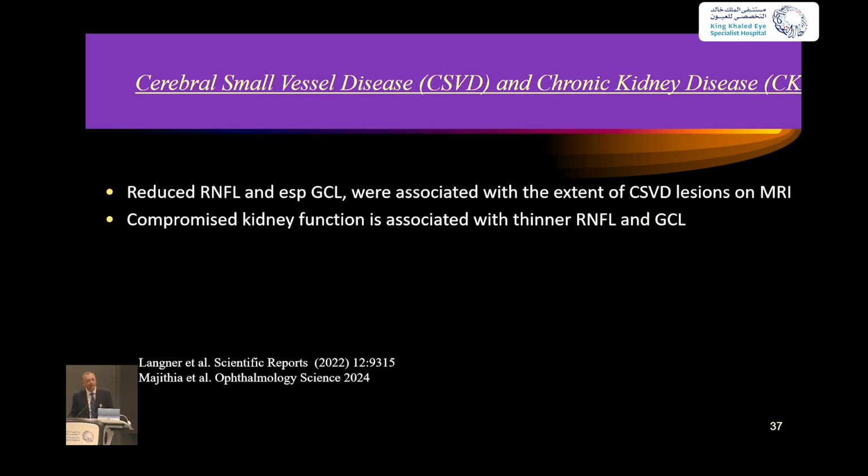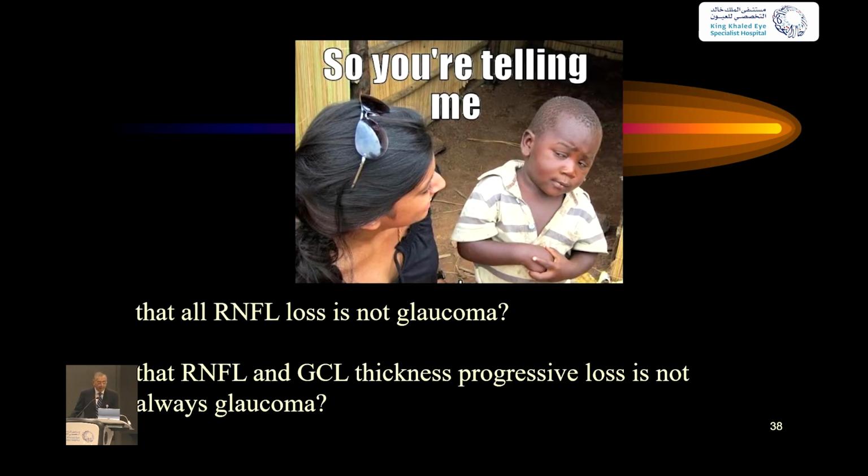So what was I seeing? Was I really treating glaucoma progression? Because a patient came with a pressure of 19 and they had progression. Well, is that glaucoma or not? So I am telling you that all RNFL losses are not glaucoma, and progressive losses are not always glaucoma. So for the last 1.5 years, I've been scratching my head and trying to find out what is the feature in the OCT that allows you to identify whether it is coming from glaucoma or coming from a vascular disease.